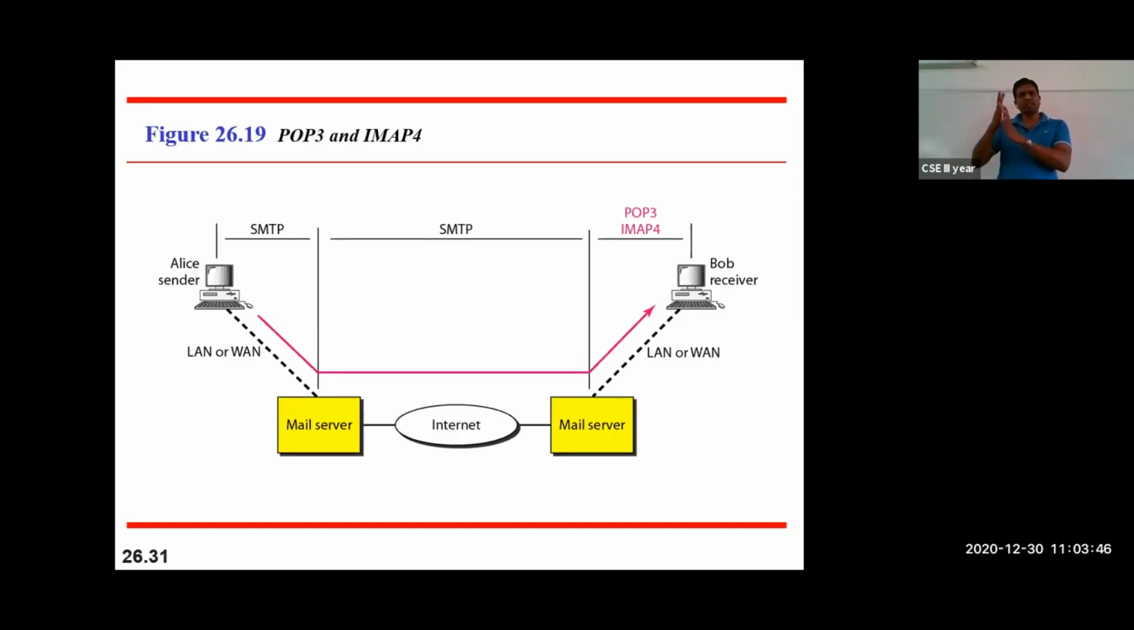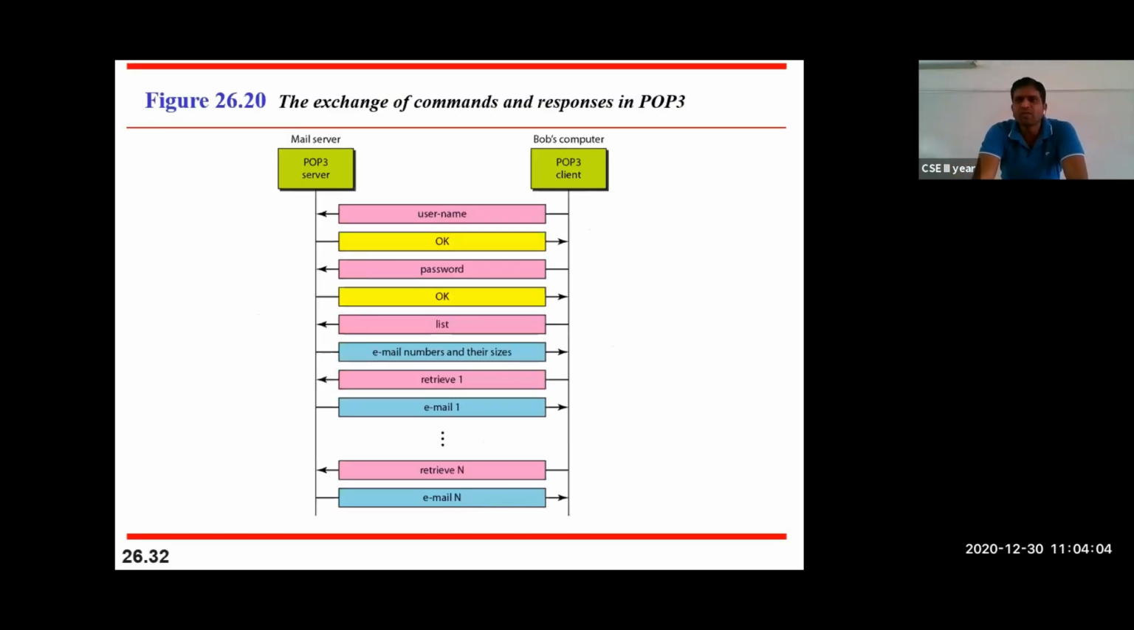SMTP. But on the last side, from the inbox of the receiver to receiver's local device, it should be a pull protocol. So there are 2 protocols. Either you can use POP3 or IMAP4, Post Office Protocol or Internet Mail Access Protocol. So how do those 2 protocols work? They are more or less the same protocols. This is how they work.